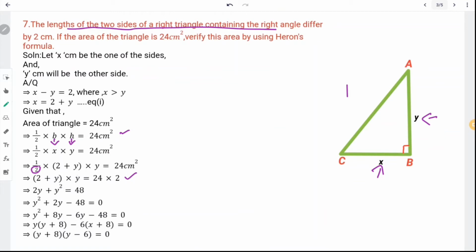Right, now let's multiply: x into 2, y into 2 is 2y, y into y is y square. All right, then 24 2s are 48. I'll bring it to the left side. It's going to become now minus 48. Right, so you can already see here.